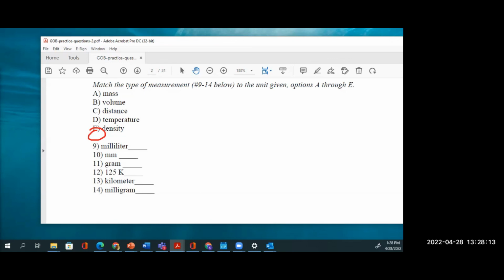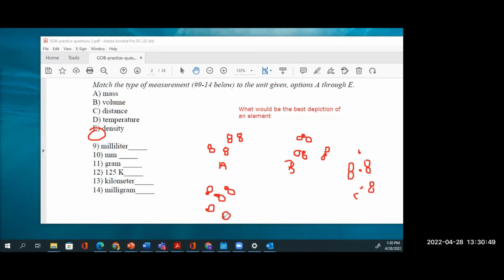I know I'm jumping off the thing, but what would be the best depiction of an element? Type that out. Their drawings are better than that, but not too much better. Leave my artistic talents alone. These guys all look alike, don't they? Sort of. These three look alike, but these three don't look alike. And then these guys all look alike.